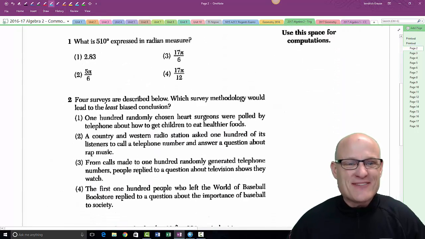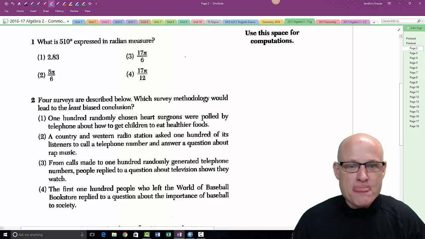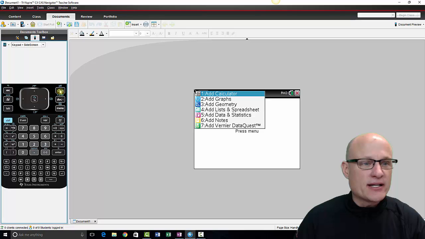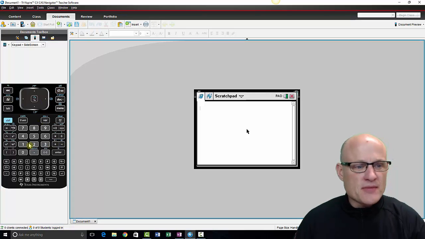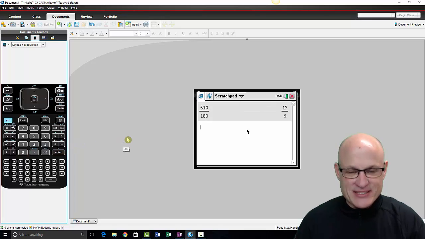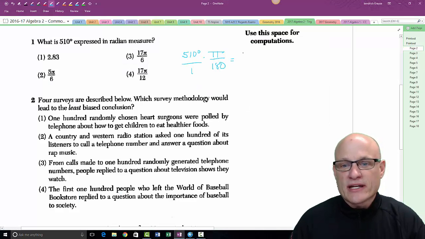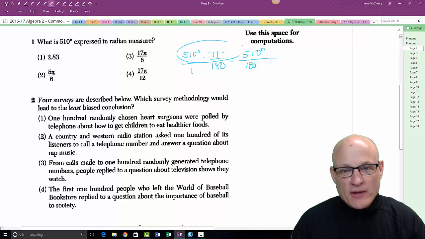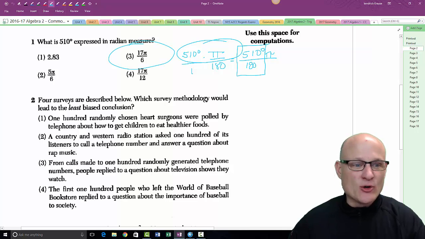All right, so number one, what is 510 degrees expressed in radian measure? You need to take 510 degrees and multiply it by pi over 180. Again, we don't really write the pi, so we got 17 over 6. Remember, it's over 1, so this is really 510 degrees over 180. Oh, forgot something. I've got to multiply these two, 510 pi. So what I want to do in my calculator is this, and if you did that, it's 17 pi over 6.